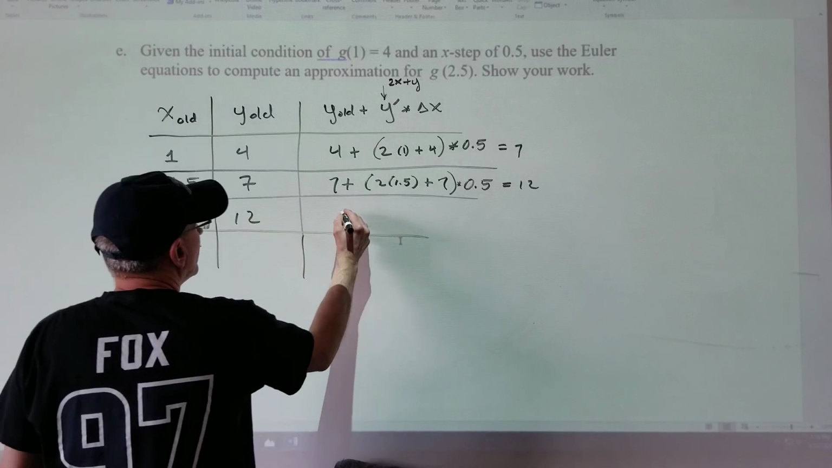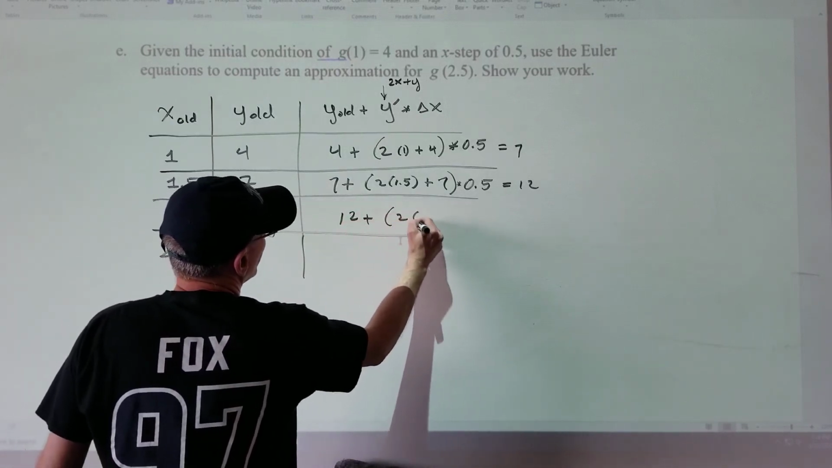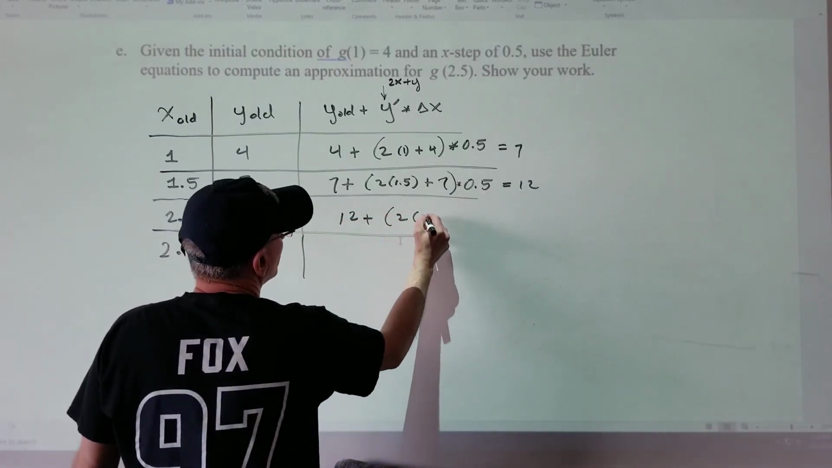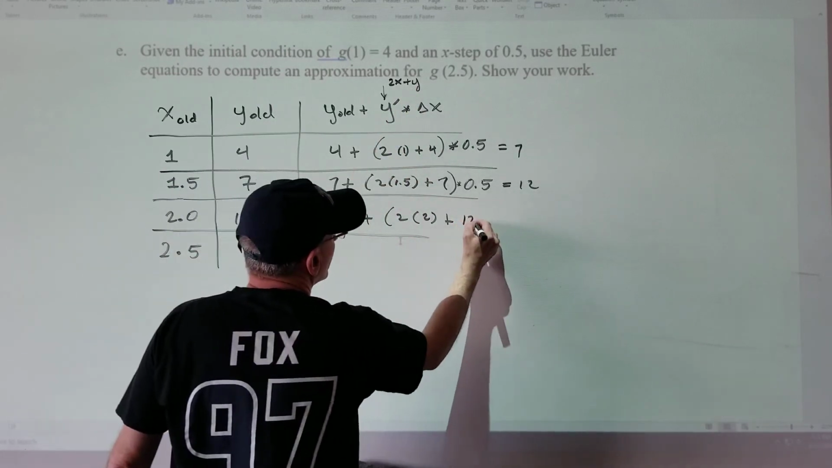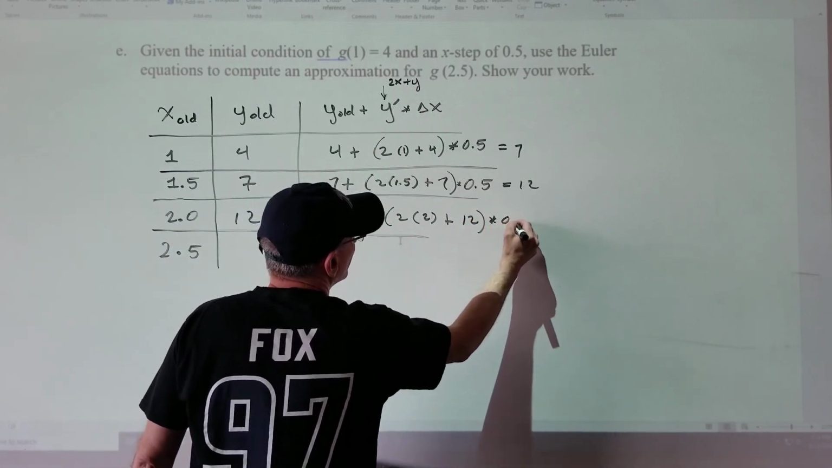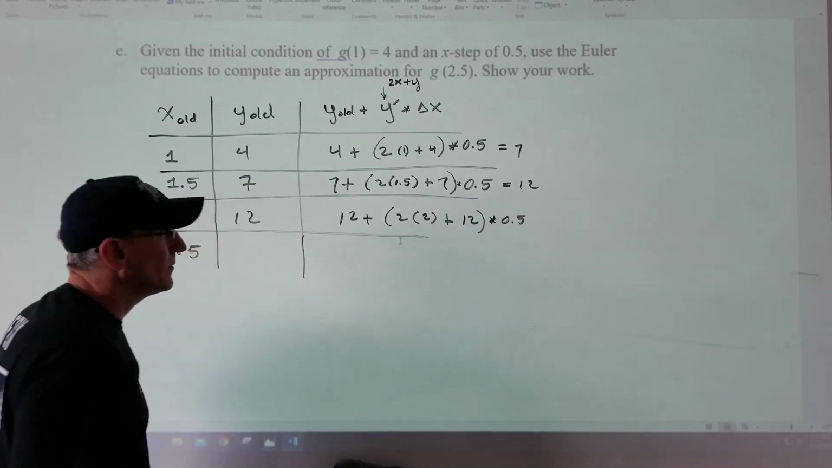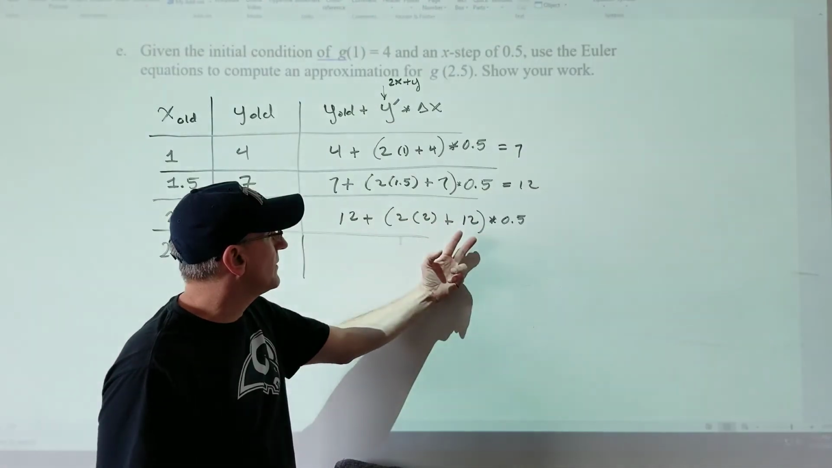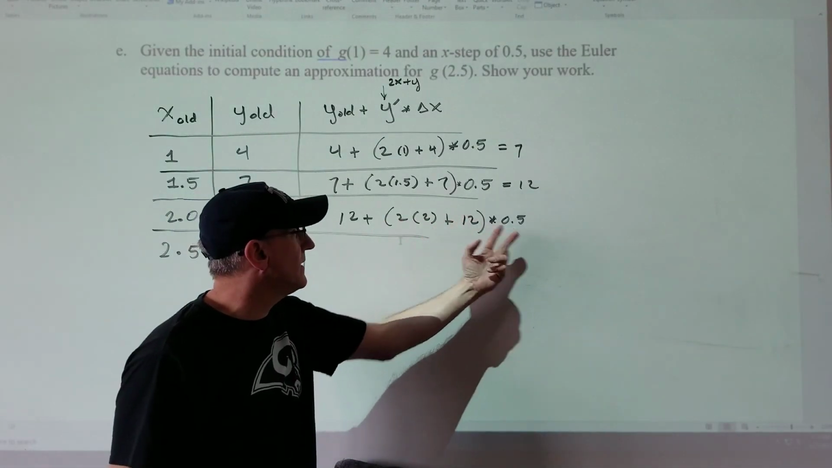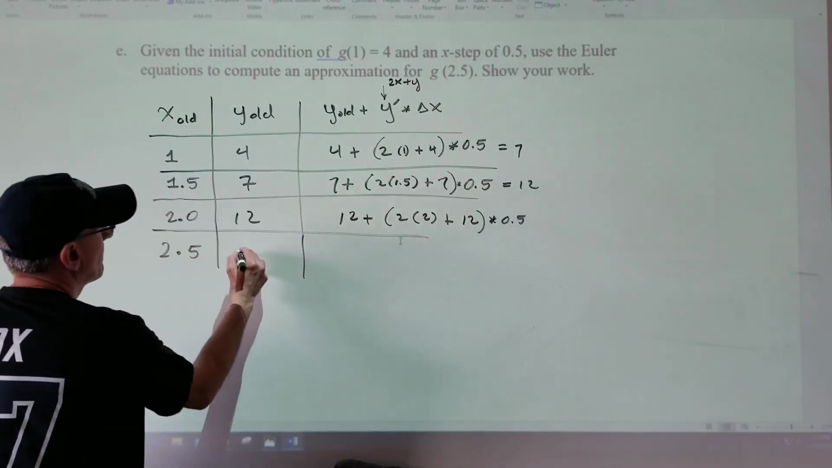Take the old y, 12, 2 times the old x, plus the old y, because that's the formula for the derivative, times 0.5. And these numbers are getting rather large. 4 and 12 is 16, and half of 16 is 8 plus 12 is 20.